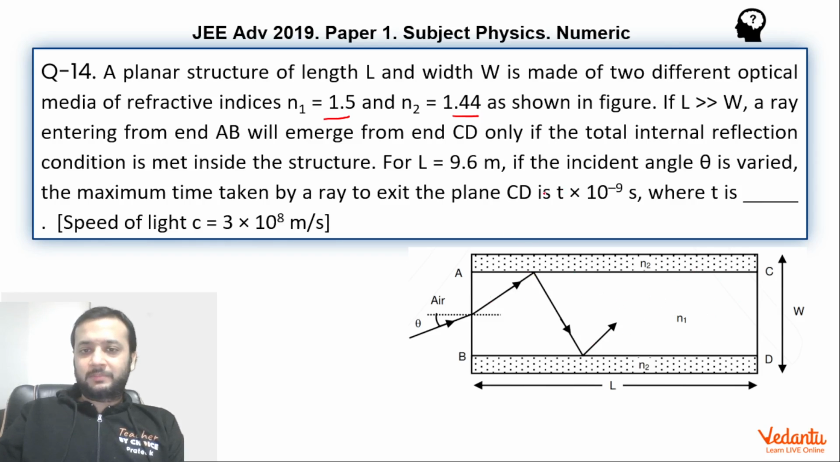So what can be the maximum possible time taken by the ray in order that it enters from this AB and exits from CD, and the speed of light in vacuum has been given as 3 into 10 power 8. Now let's see this on the next slide.